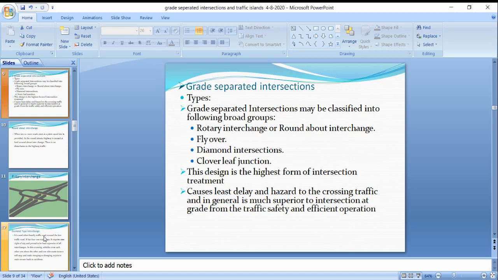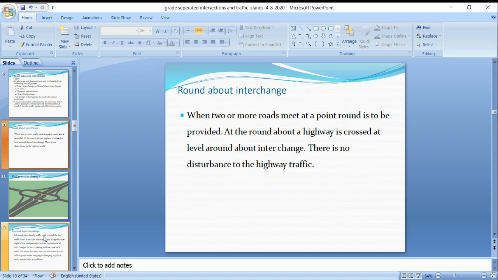and in general they are much superior to at-grade intersections from the traffic safety and efficient operation point of view. So by providing grade separated intersections, we can control the traffic, and we are also giving efficient operations for the vehicles. So first comes the roundabout interchange.